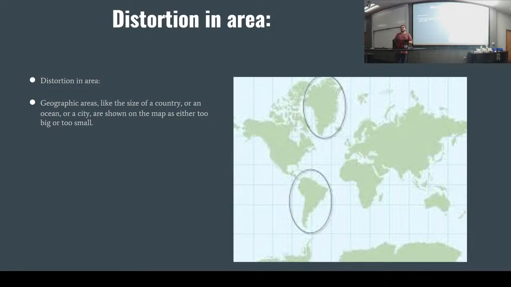The next type of distortion is distortion in area. So sometimes when you place the Earth on a map, some areas get enlarged. A great example of this is Greenland. Greenland is not nearly as large as it is presented on many maps. Greenland is probably about 50% that size. So sometimes when you put things on a map, they often stretch and become larger.